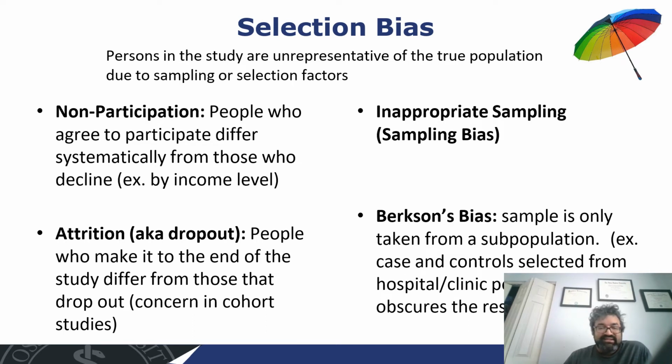Selection bias, this can come about from attrition, and people dropping out of the study, not participating. They may have agreed to participate, but systematically some of them decline. Sampling bias, inappropriate sampling. Berkson's bias, sample is only taken from a subpopulation. So case and control may be just from a hospital and not other places. That obscures what is going on with the connections in different places.